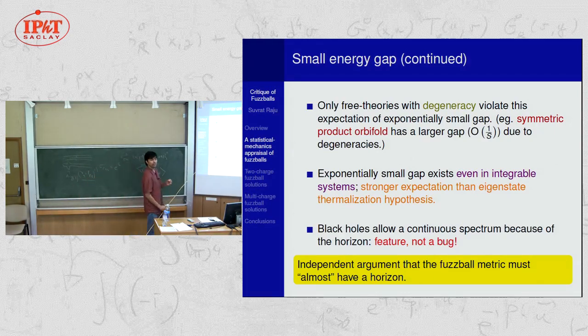It's not a bug. It's not something that argues against the black hole geometry, but it says it's a feature of the black hole geometry because it suggests the black hole is dual to a statistical system that has e to the s states around it. Okay. And this is an independent argument that the fuzzball metric must almost have a horizon, because if it doesn't almost have a horizon, then it won't give you this kind of a continuous spectrum.